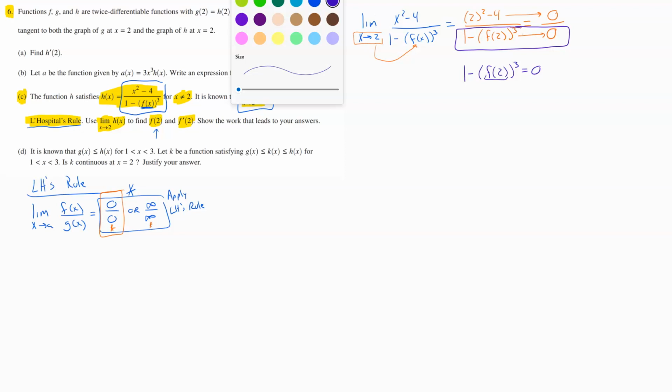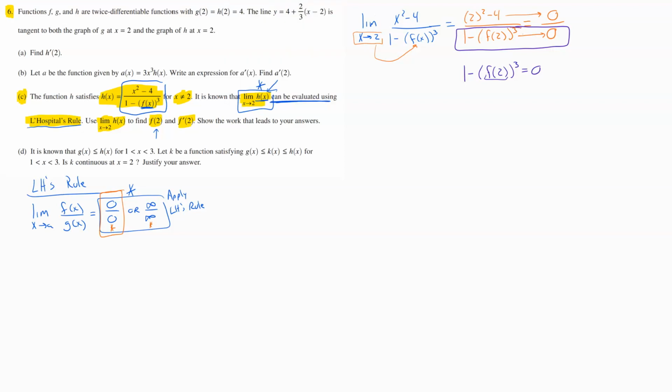But if you needed to work the algebra, if that didn't appear obvious to you, go ahead and just solve for f of 2 like it's any other variable. Subtract that 1 over to the other side. Let's get f of 2 cubed by itself equals negative 1, and then we would go ahead and divide by negative 1.